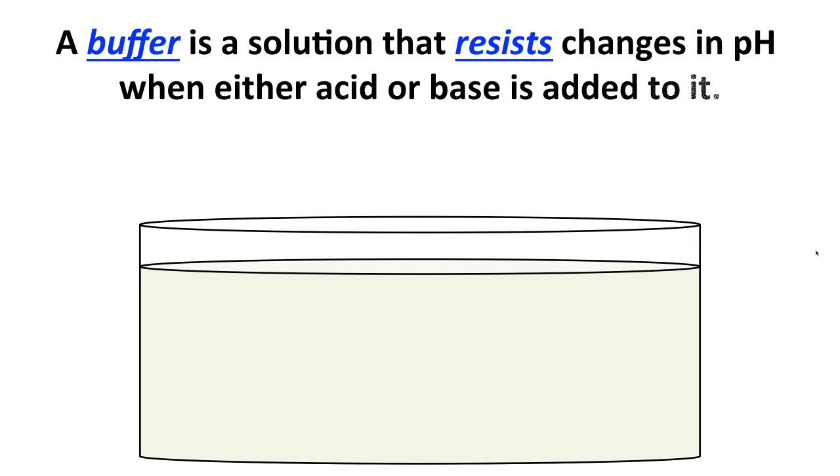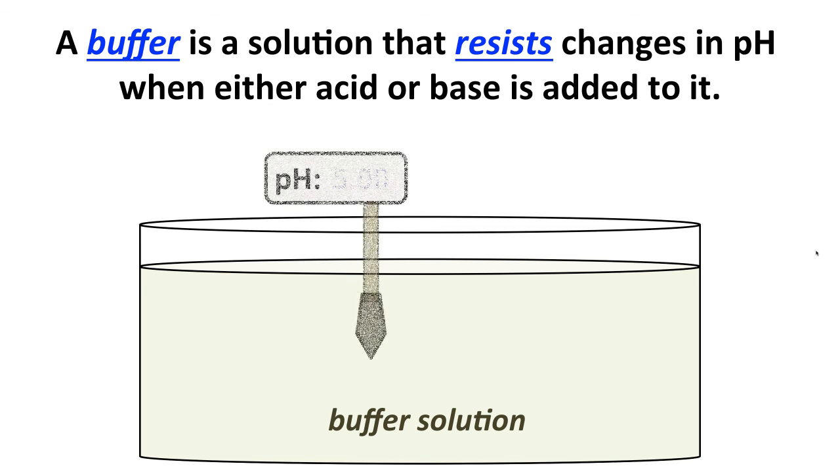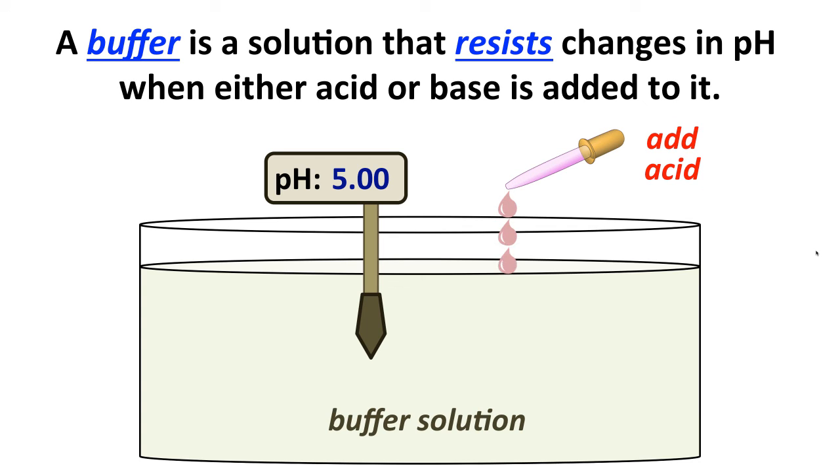First of all, let's define what a buffer is. A chemical buffer is a solution that resists changes in pH when you add either an acid or a base to that solution. For example, if this is a buffer solution with a pH of 5.00, and we add some acid to that buffer, the pH of the buffer would decrease, but just a little bit. We'd expect the pH to go down when we add acid, but it doesn't go down very much, maybe to 4.9 or something.